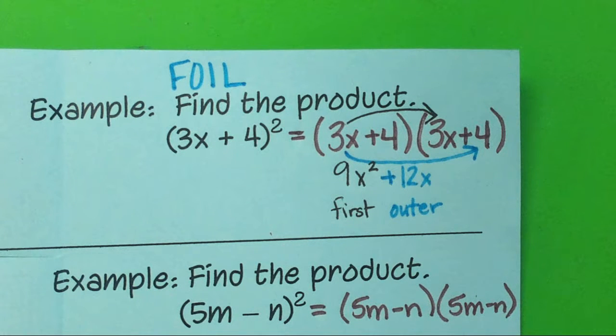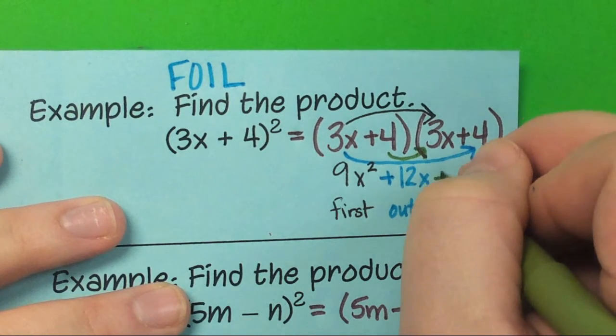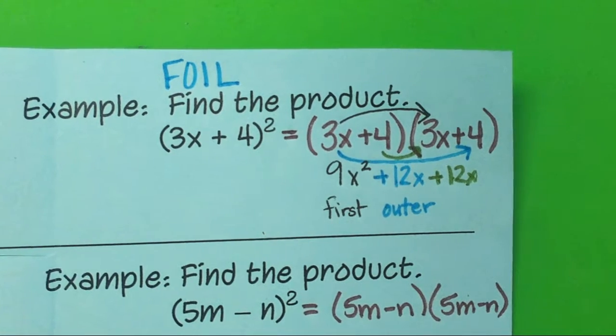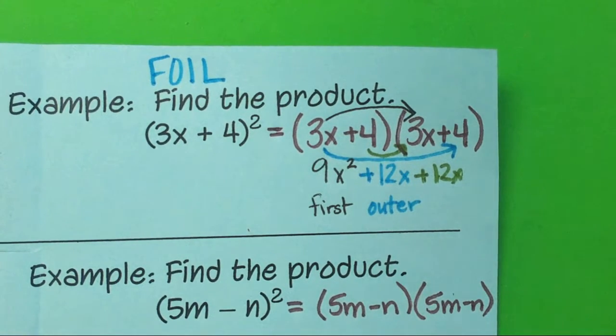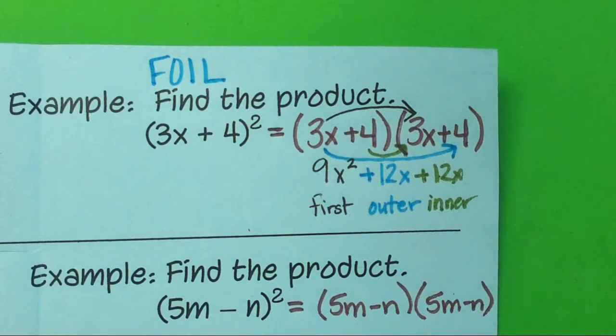So I did the F, the O, now I'm to the I. I've got to do the inside. Who is on the inside? 4 and 3x. What is 4 times 3? It's 12x again. Interesting. Then you can combine like terms. You're thinking ahead. Good for you. We did first, outer, inner, and before she jumps the gun, let's do last.